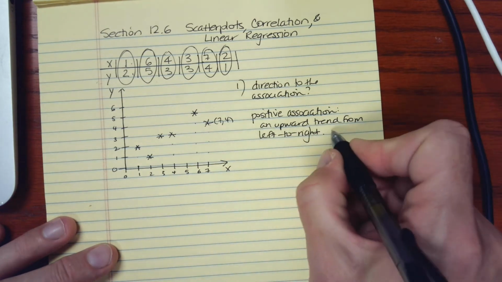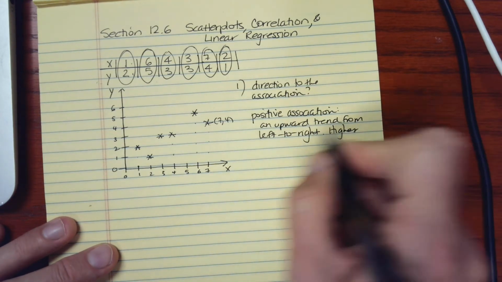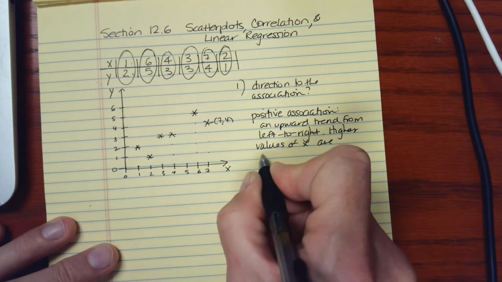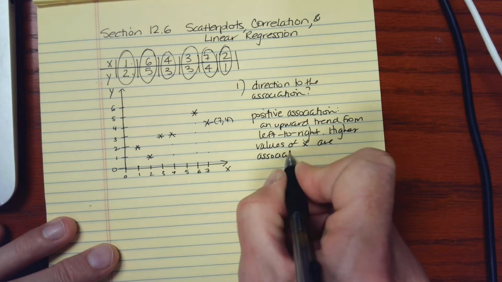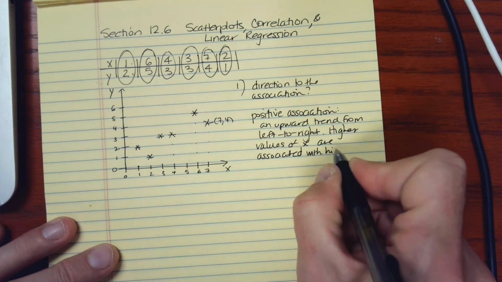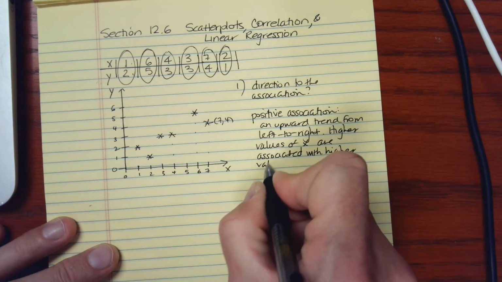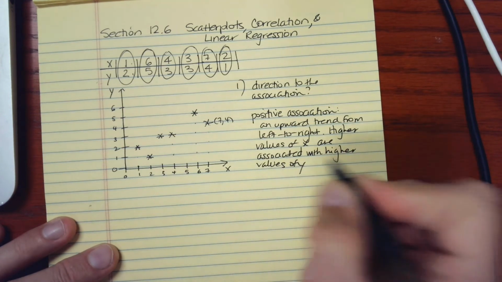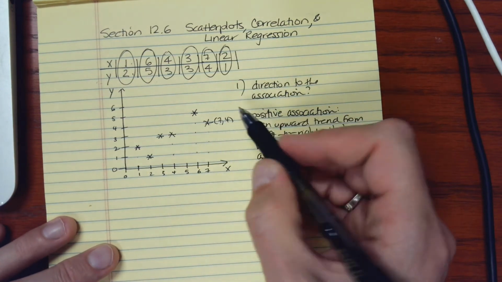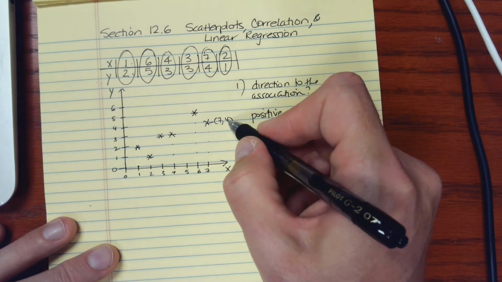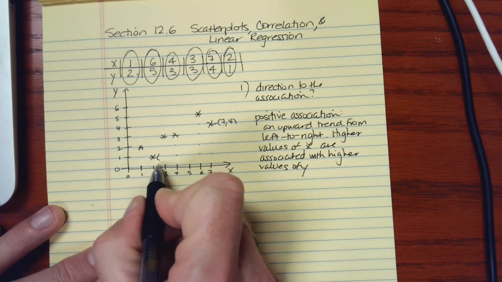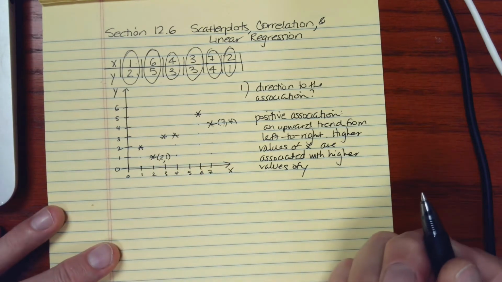And what that means is higher values of x are associated with higher values of y. And notice here, I've got a higher value of x, 7, and relatively speaking, a higher value of y, as opposed to here on the other end, where I have a low value of x, 2, with a low value of y.